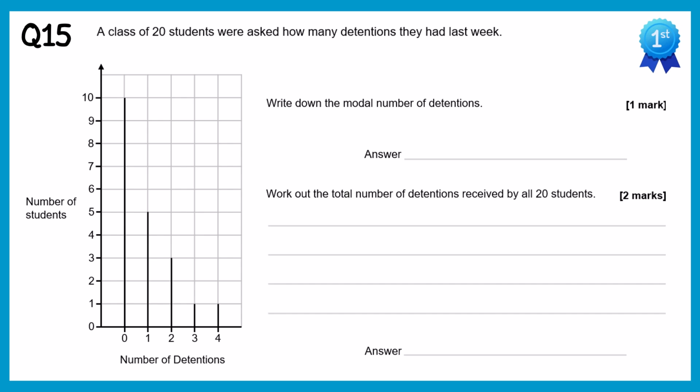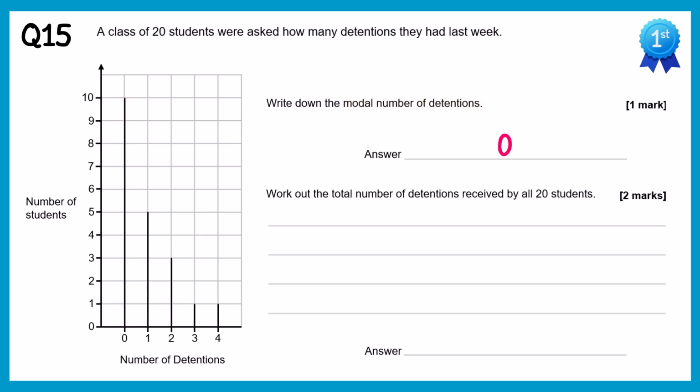In the first part of this question, we need to write down the modal number of detentions. To find the mode from a diagram like this, you're looking for the one with the highest frequency, which is the one with the tallest line, and that's this one here, which corresponds to 0 detentions. So the modal number of detentions is 0 detentions.